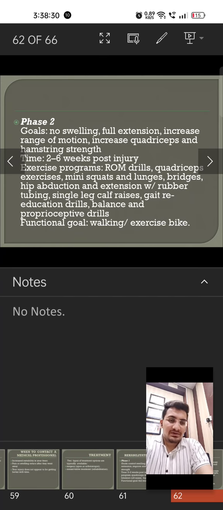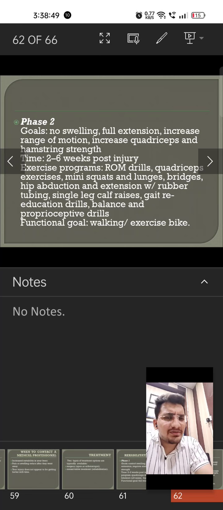So move to phase 2. Phase 2 goals was no swelling, full extension. Swelling नहीं है, full extension आ चुका है नहीं. इंक्रीज रेंज ऑफ मोशन, उसके रेंज ऑफ मोशन पे काम करेंगे, उसकी क्वाड्रिसेप्स और हैमस्ट्रिंग की स्ट्रेंथ पे काम करेंगे. ठीक है, ये जनरली जो है 2 से 6 हफ्ते तक चलता है.